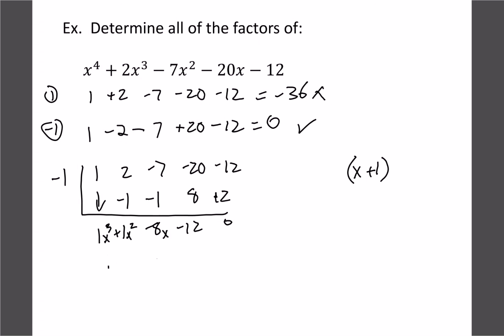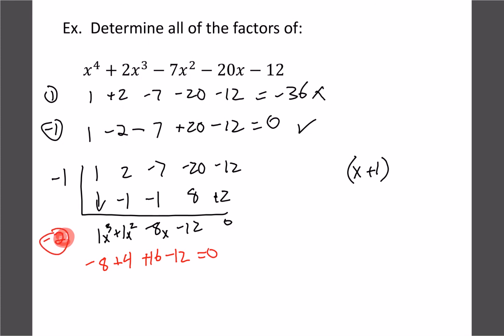But let's keep going. Let's try 2. So if we put 2 into the equation, okay, so if we try 2, that would be 2 cubed, which is 8, plus 2 squared, which is 4. 8 times 2 is 16, minus 12. So that doesn't work. So let's try negative 2. Negative 2 would be negative 8 plus 4 plus 16 minus 12. That gives us 20 minus 20, which is 0. So that does work. So negative 2 was a valid one.